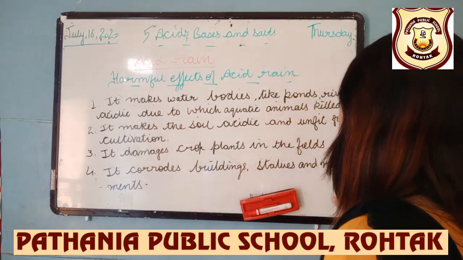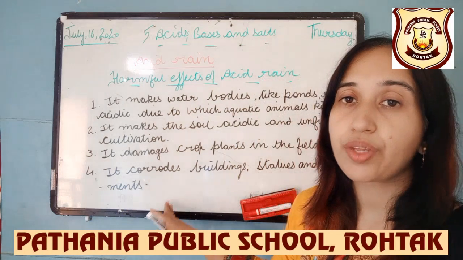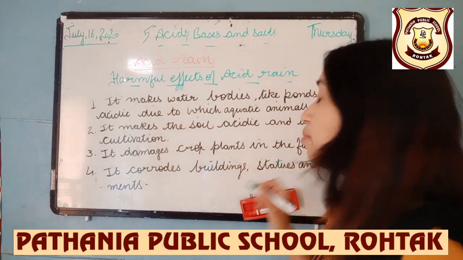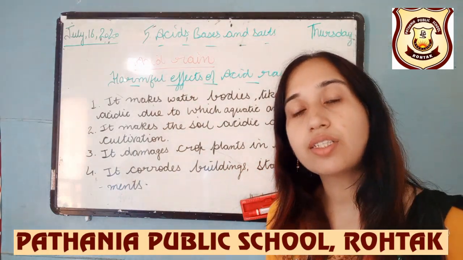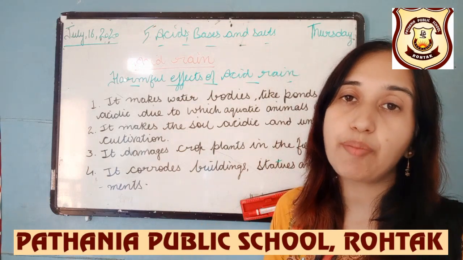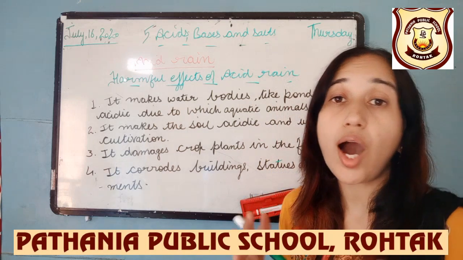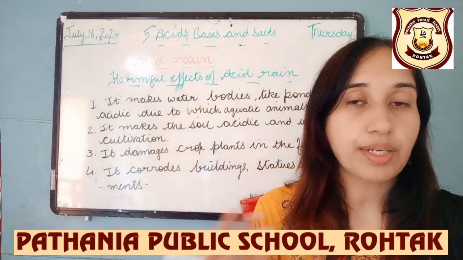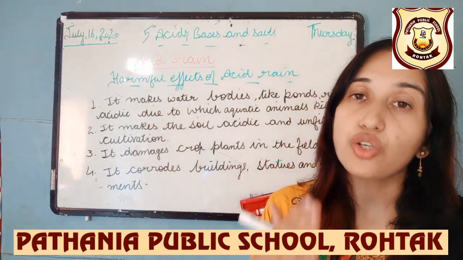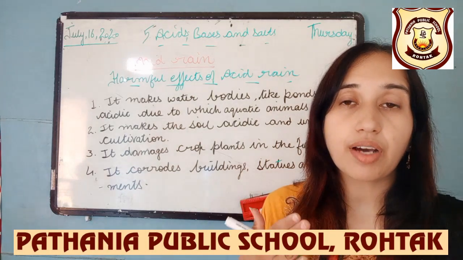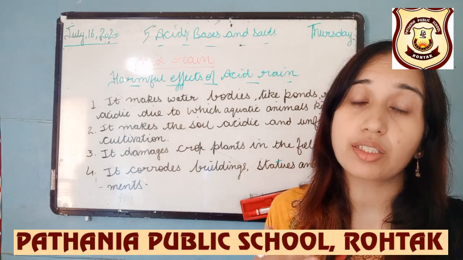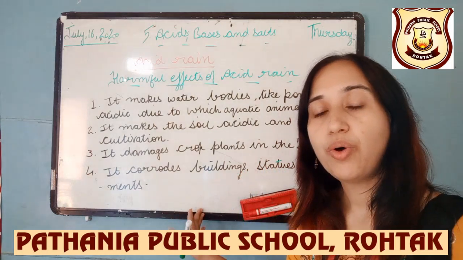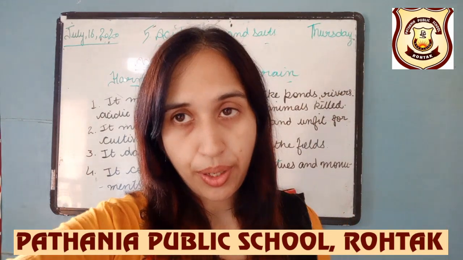It corrodes buildings, statues and monuments. Corrode means destroy. Why monuments? Take the example of the Taj Mahal, which is becoming yellow in color. Why? Due to acid rain, the pollutants and harmful gases released in our atmosphere. Due to sulfur dioxide, tarnishing occurs on the marble of the Taj Mahal. Statues and buildings are also all affected by acid rain.